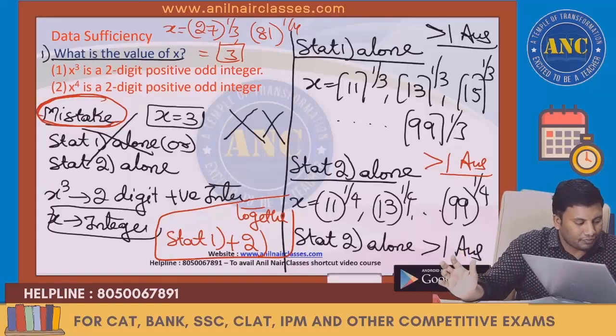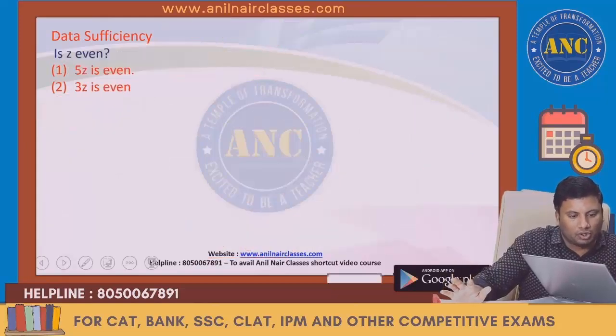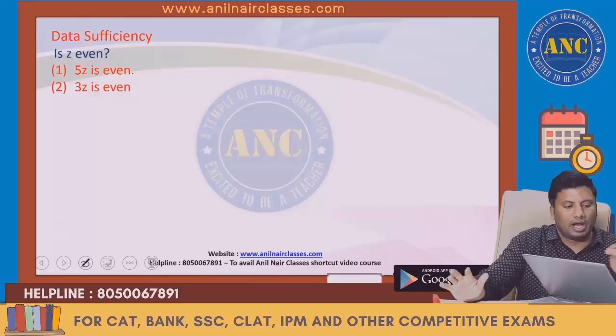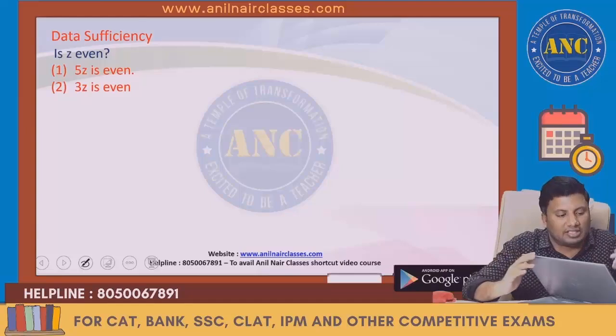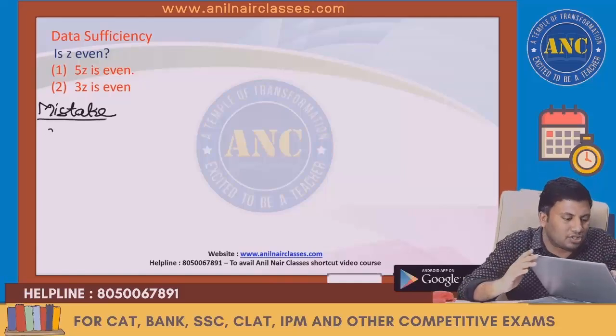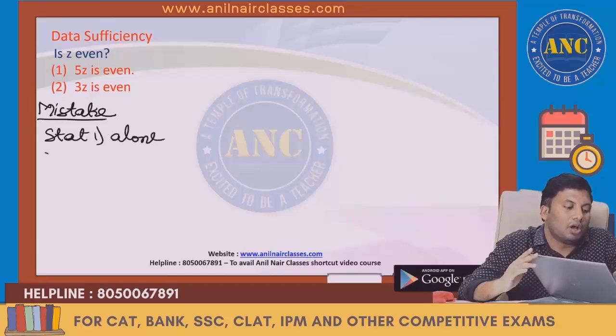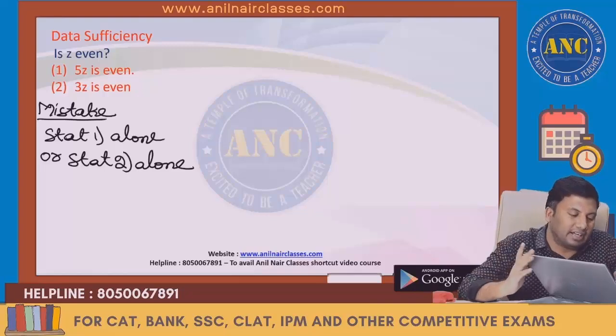Next one. Question number 1: the answer is statement 1 and 2 together. Another question: is z an even number? Statement 1: 5z is even. Statement 2: 3z is even. None of these questions will you find in a regular textbook. Students will make the mistake of choosing statement 1 alone or statement 2 alone. They will tick mark all the incorrect answers, and they will also tick mark cannot be determined.